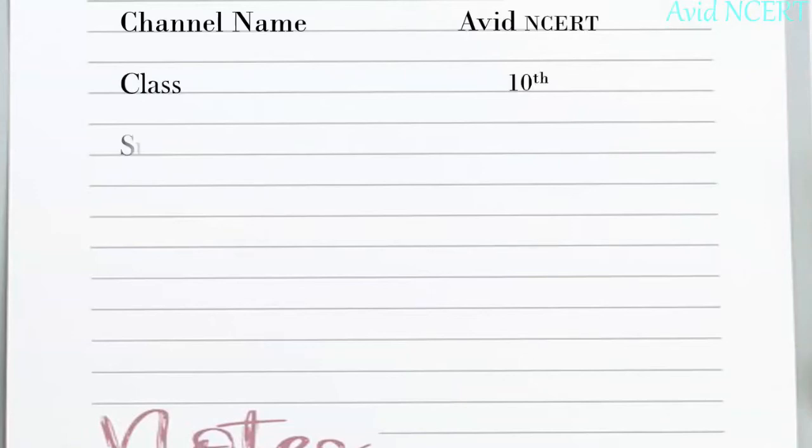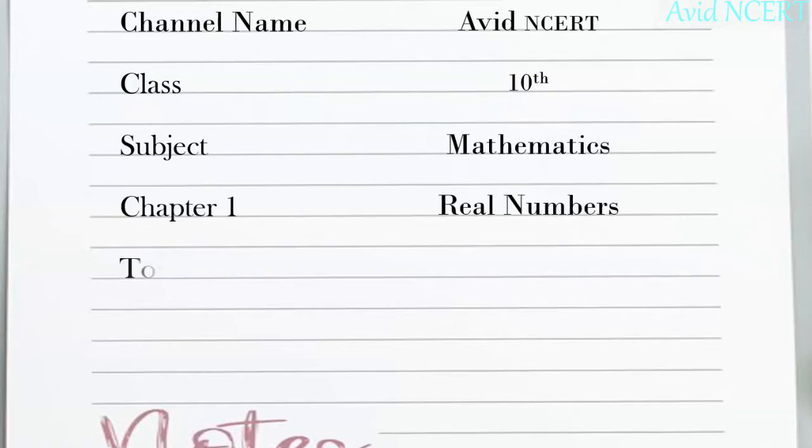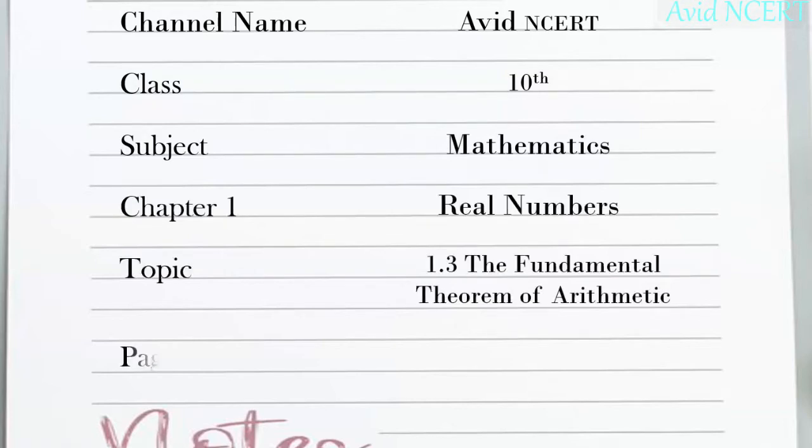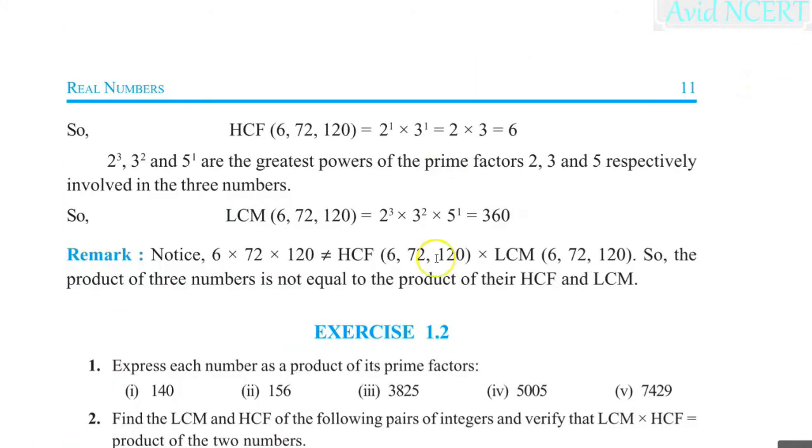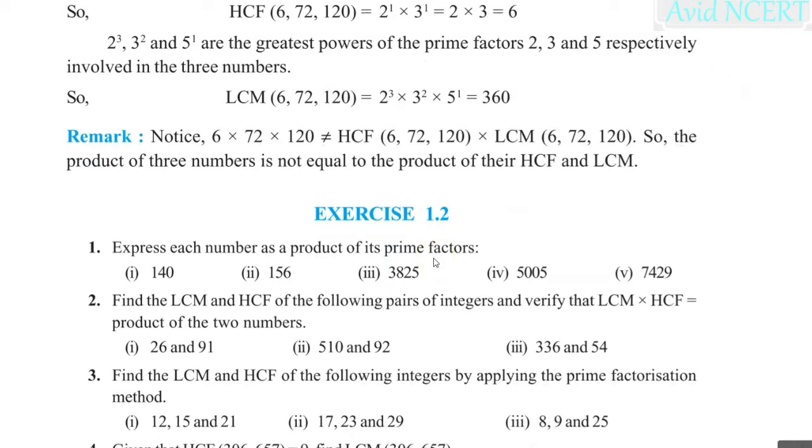This is Geeta. This session is for class 10 mathematics, chapter 1 real numbers, and the topic we'll be discussing today is 1.3 the fundamental theorem of arithmetic, starting from page number 11. On page number 11 we have come to exercise 1.2. We have completed the first sum.